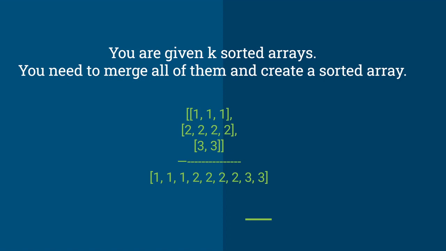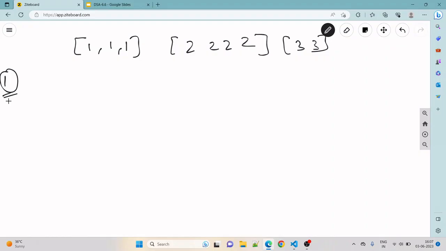You are given three sorted arrays over here. So this is the list of lists, and this list of lists has three lists, and all of the elements inside each individual list are sorted. We need to merge all these lists such that we get the resultant array which is sorted, via merge sort.